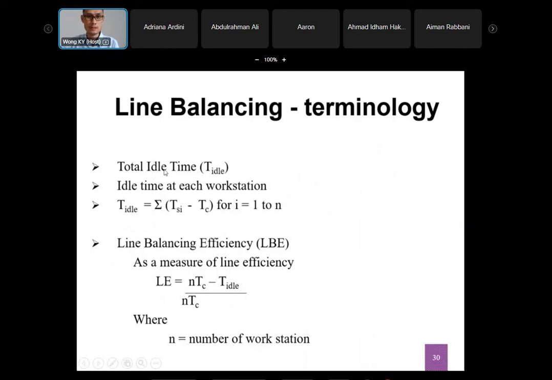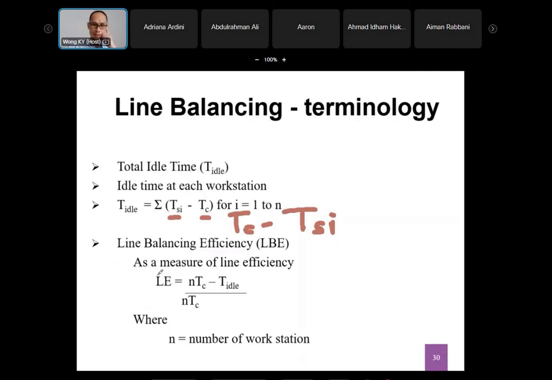And what else? Idle time of a workstation. The idle time of a workstation is calculated as the cycle time minus the workstation time, or the workstation time minus the cycle time. Okay, the idle time of a workstation equals the workstation time minus the cycle time. Or it could be the other way, cycle time minus the workstation time. The difference is whether you get a positive or negative sign.